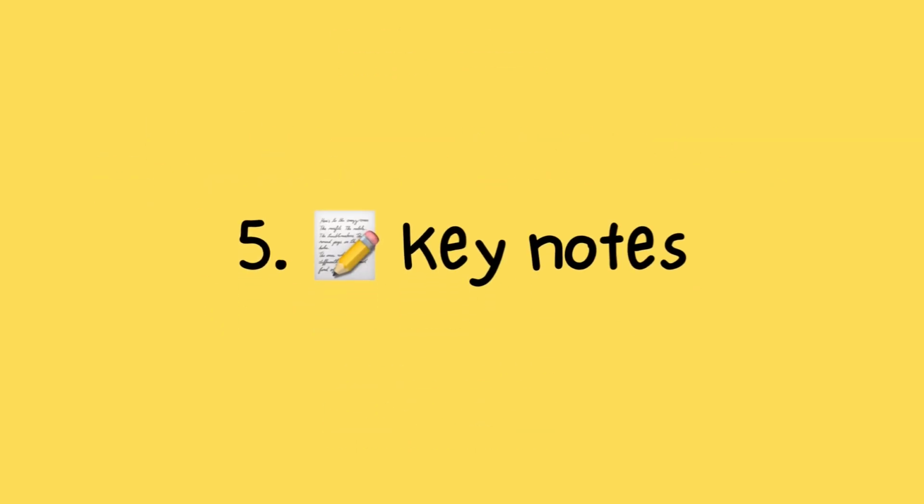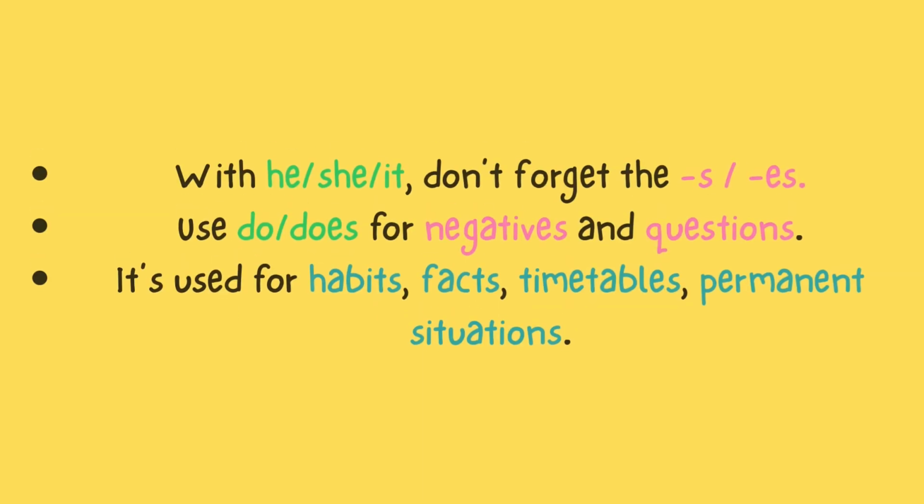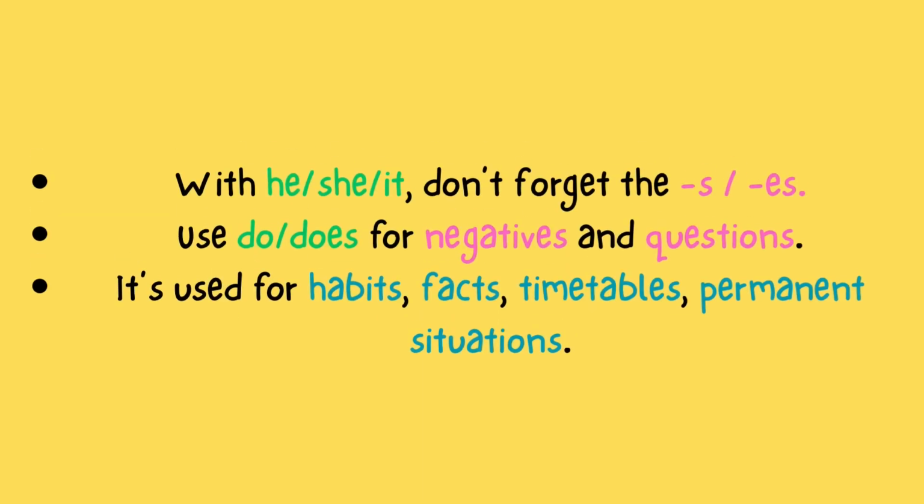Number 5. Key notes. The notes that you have to always bear in your mind. First, always add s or es when the subject is singular, like he, she, it. Second, use do or does for negative and questions. Third, it's used for habits, facts, timetables, and permanent situations.